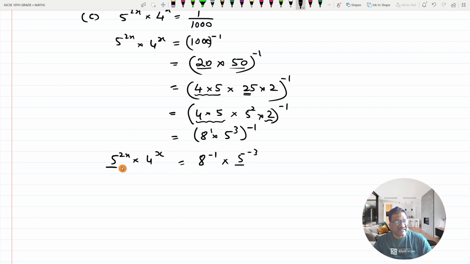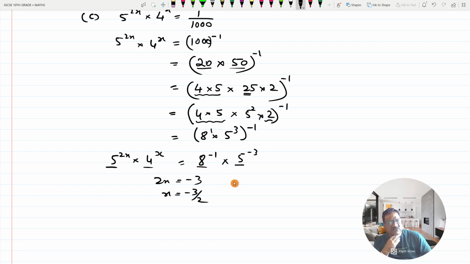If I compare these two, 5 and 5 on the left hand side, I can write 2x equal to minus 3, and that will give me x equal to minus 3 by 2. But here I cannot do any comparison, because there's a 4 over here and an 8 over here.